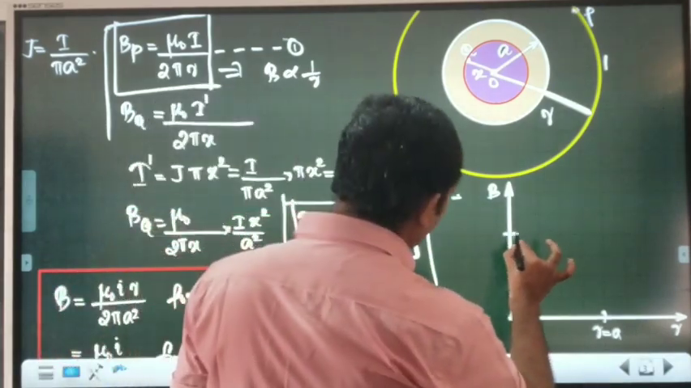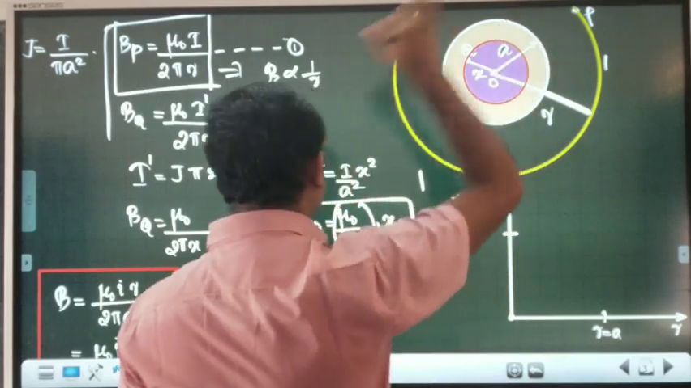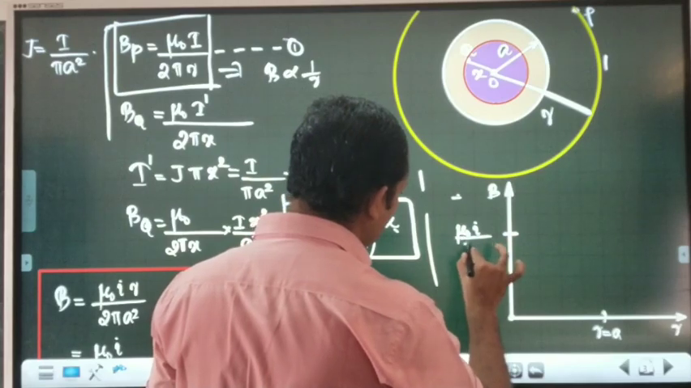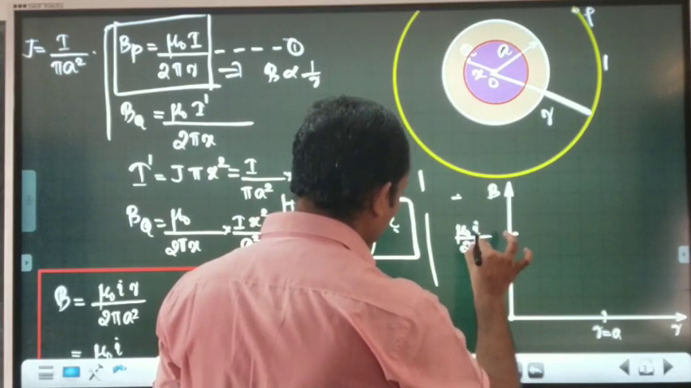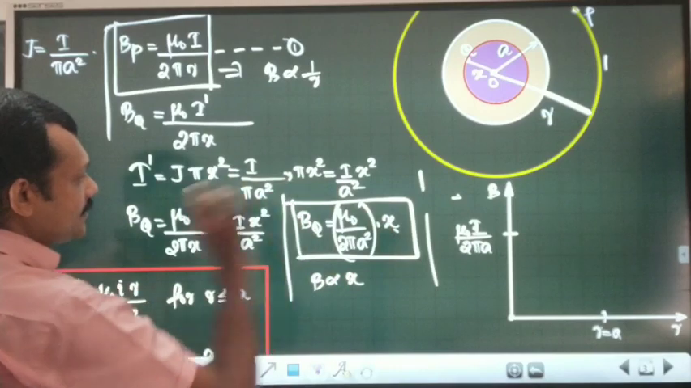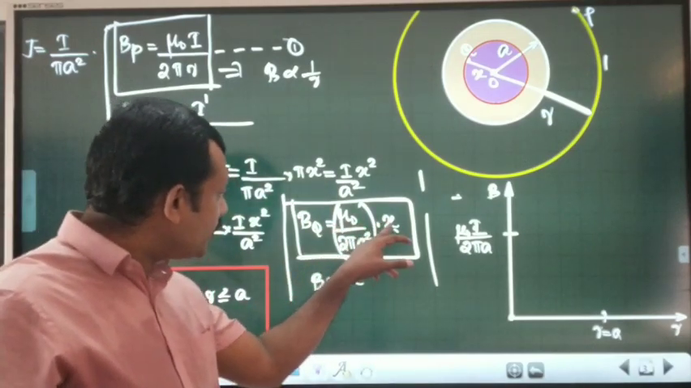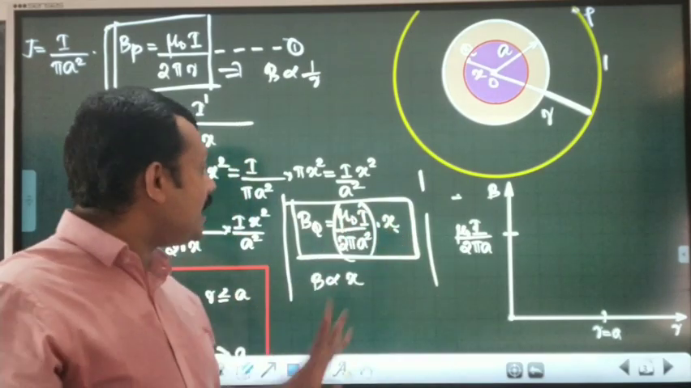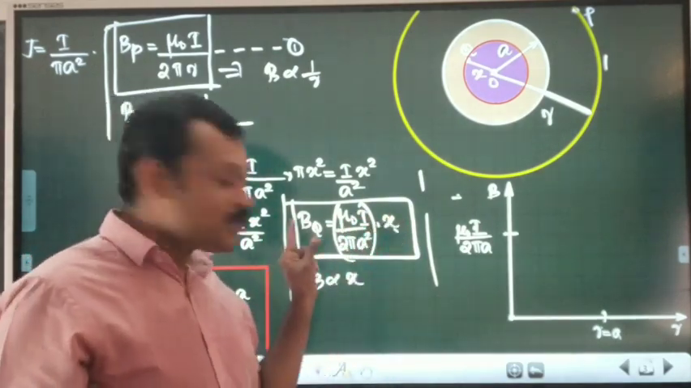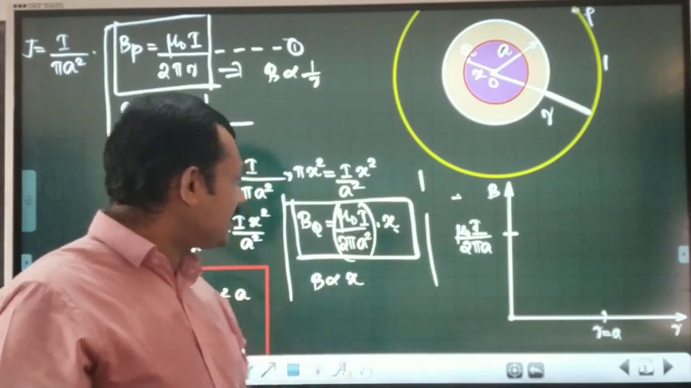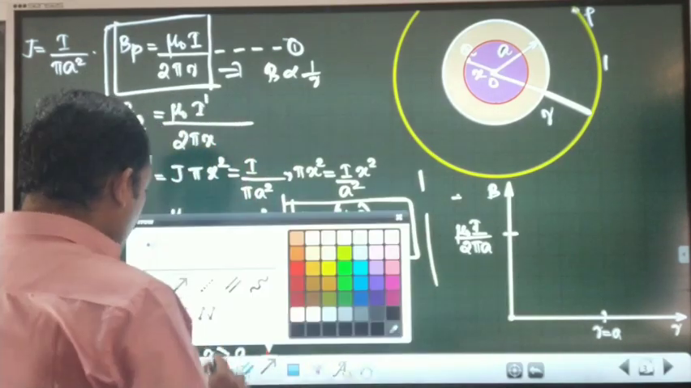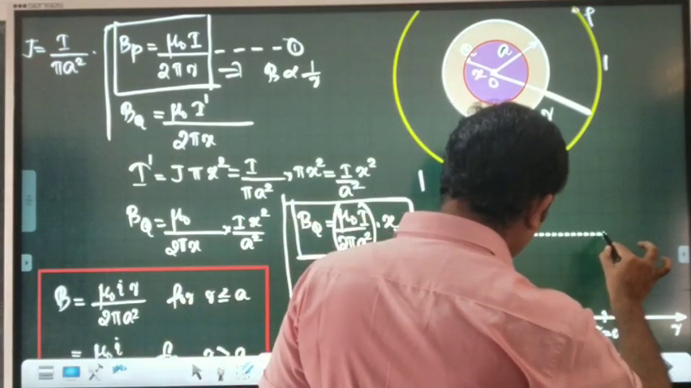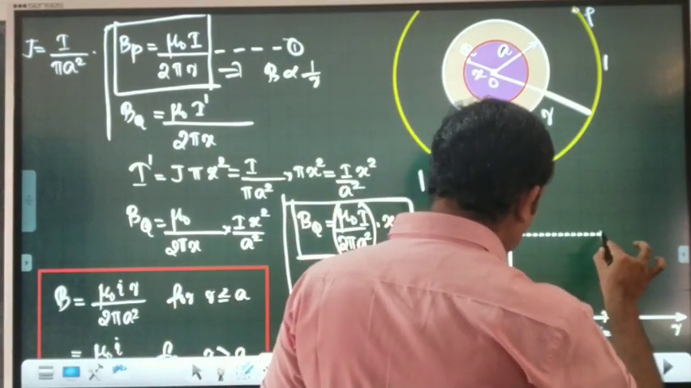The maximum value of the magnetic field is at the surface of this conductor, which is mu 0 I divided by 2 pi A. You can get this by substituting x is equal to A. If you put x is equal to A, mu 0 I into A by 2 pi A square, A and A will cancel. Now here what you see is, at the center it is 0.